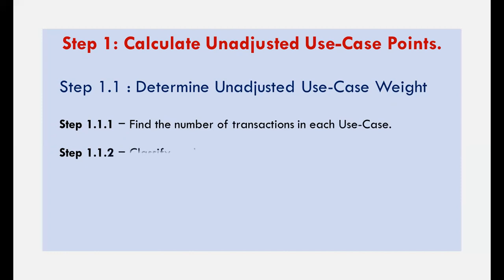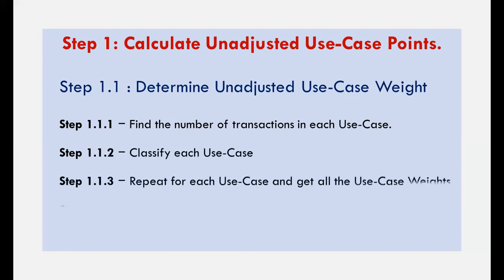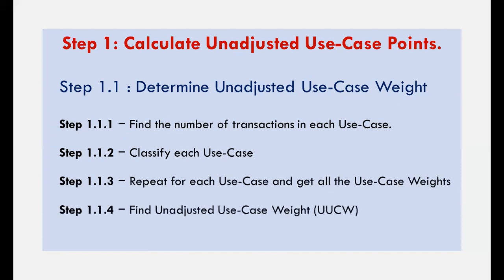Here, we will do this in 4 steps. In step 1.1.1, we need to find the number of transactions in each use case. That is, if the use cases are written at user goal level, a transaction is equivalent to a step in the use case. So here we need to find the number of transactions by counting the steps in the use case. In step 1.1.2, we need to classify each use case as either simple, average, or complex based on the number of transactions in the use case. Also, we need to assign the use case weights as shown.